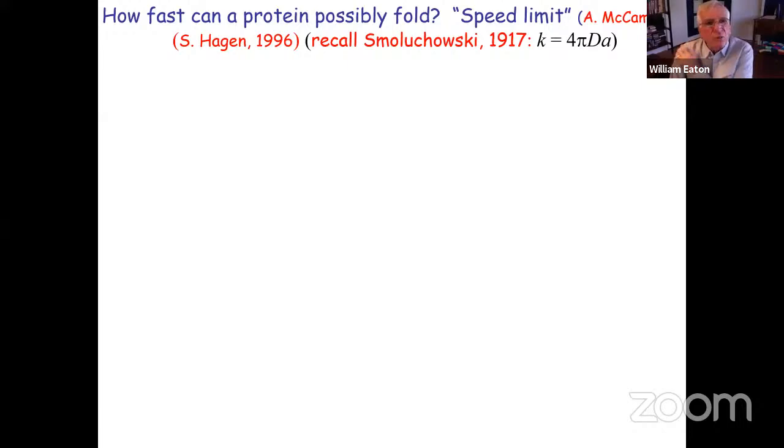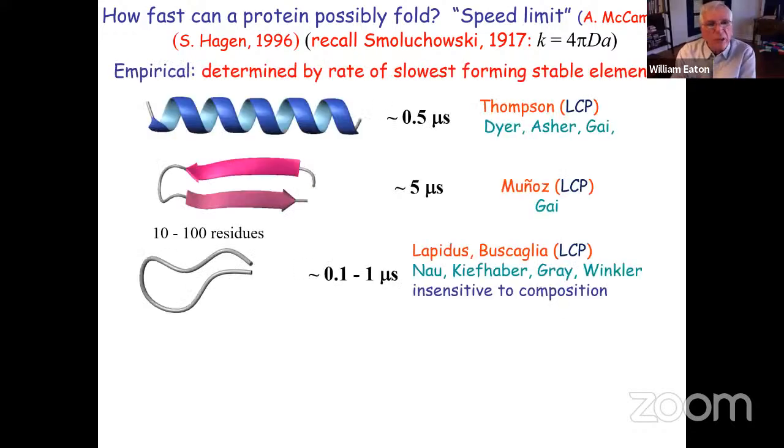So we turn to this question again: how fast can a protein possibly fold, which Andy McCammon called the speed limit, with this new information. So we now know the rough time scales for helices, hairpins, and loops. The argument for the speed limit is that it's determined by the rate of the slowest forming stable element, which for a helical protein would be 0.5 microsecond, or for a beta protein, 5 microseconds.